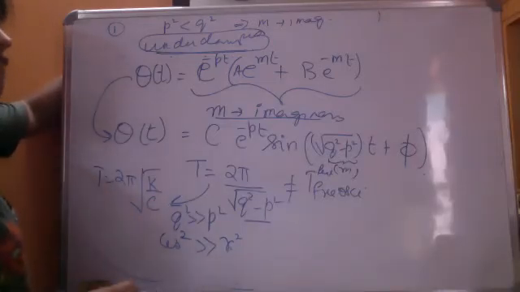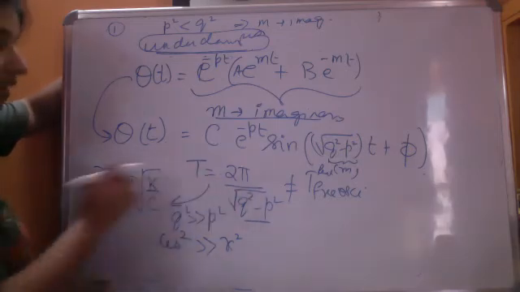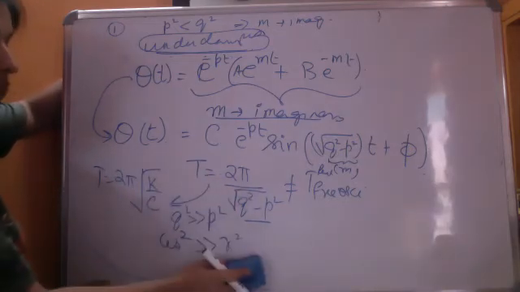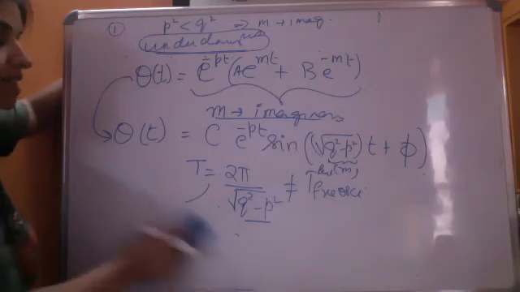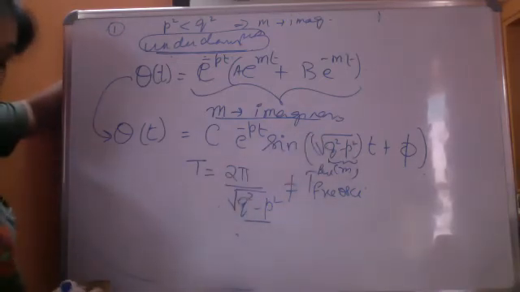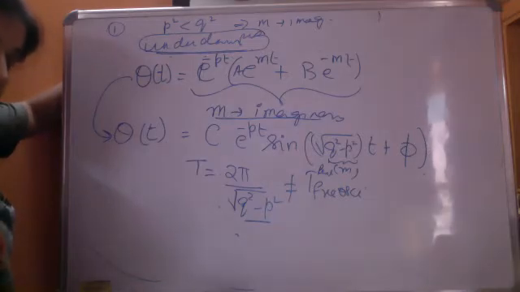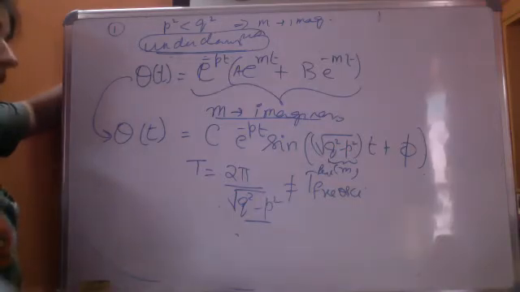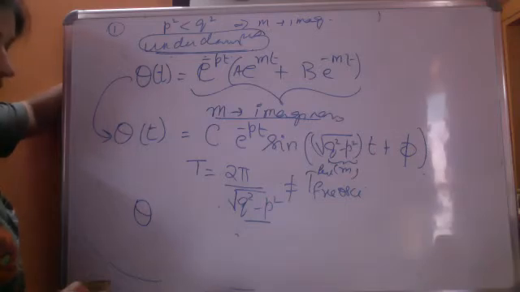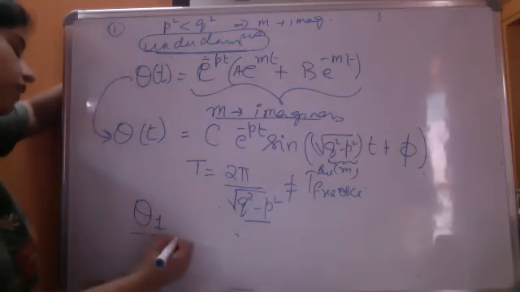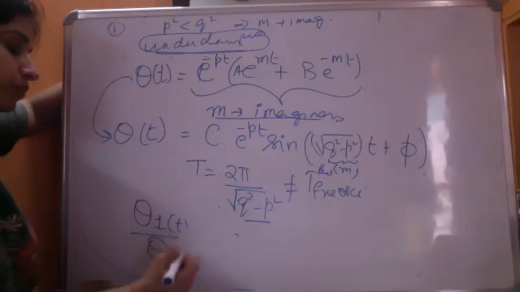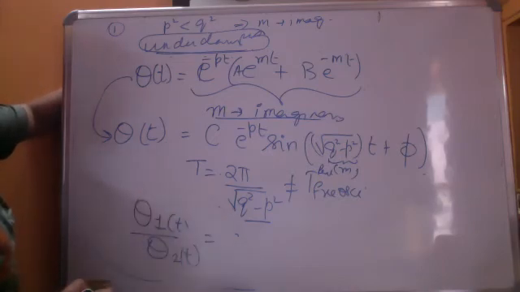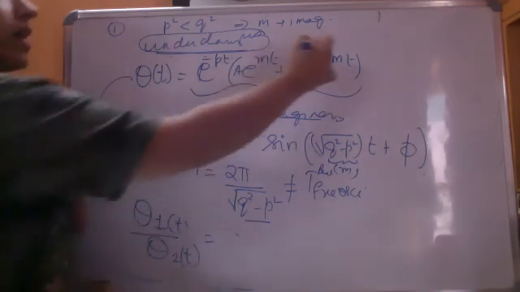So if your damping is very weak, your oscillator reduces to a free harmonic oscillator, and your time period T here reduces to your free oscillation time, right? But here you must note that this time period is not equal to your free oscillation time. But if I take the ratio of two consecutive thetas, theta 1 and theta 2. What is theta 1? Theta 1 is the deflection.